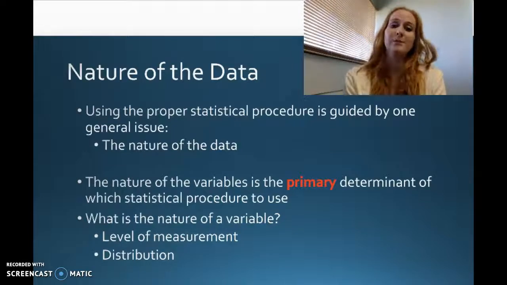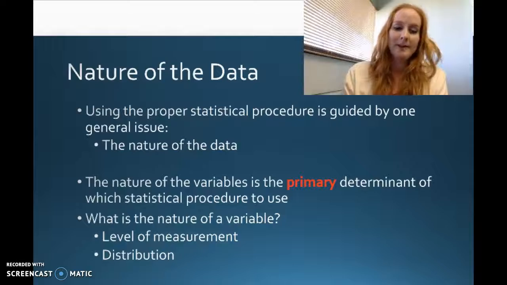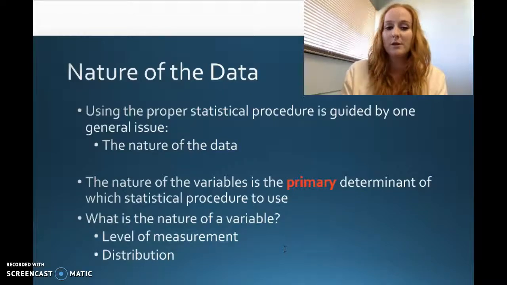So you really have to become familiar with your data and the kind of things your data can do. The nature of variables is the primary determinant of which statistical procedure to use. So what's the nature of a variable? The level of measurement and how it's distributed. So we're going to go into details as to what that is.